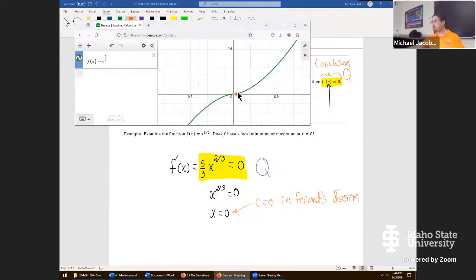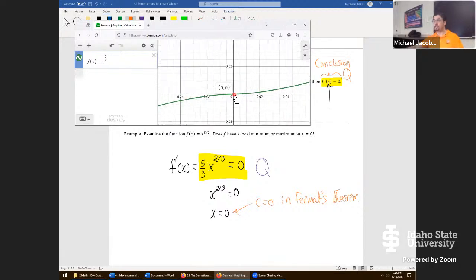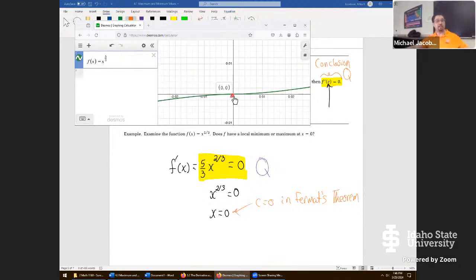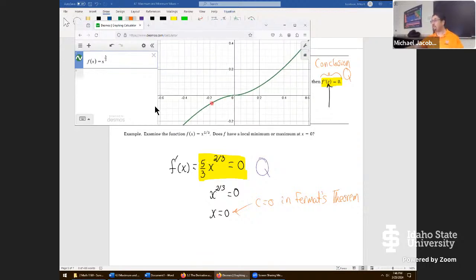We did it right. There is a horizontal tangent line, because if you zoom in on this, the whole curve is going to look more and more horizontal. You can make it as horizontal as you like by zooming in on 0. But it's pretty clear that this function has no minimum nor maximum. Let's put that down on the paper.